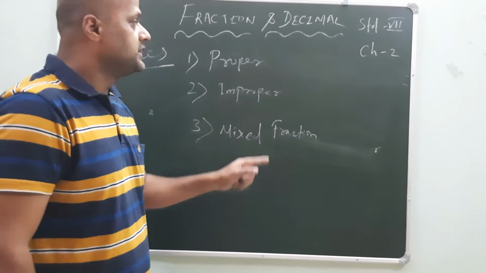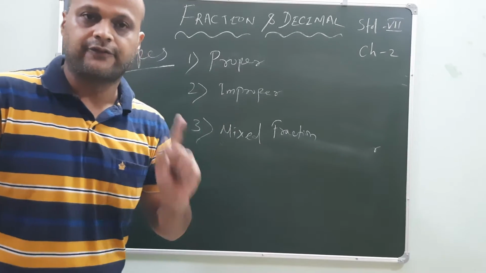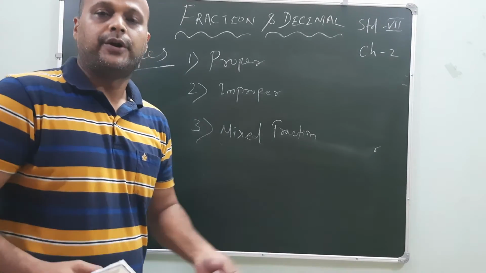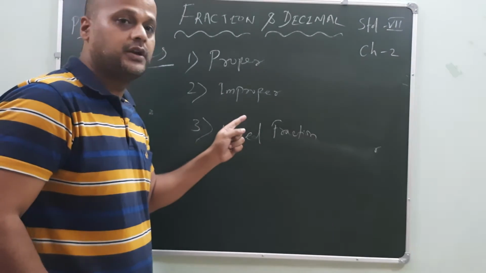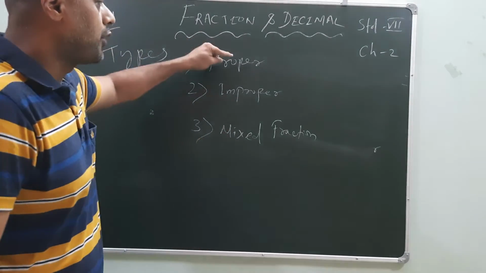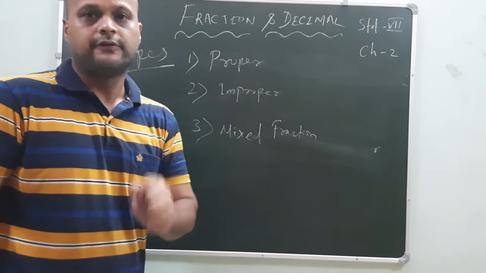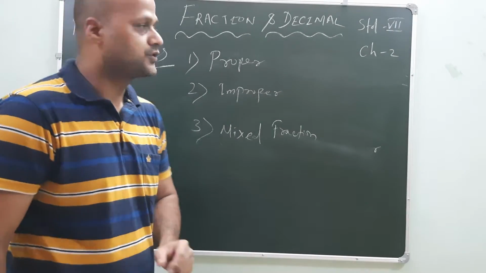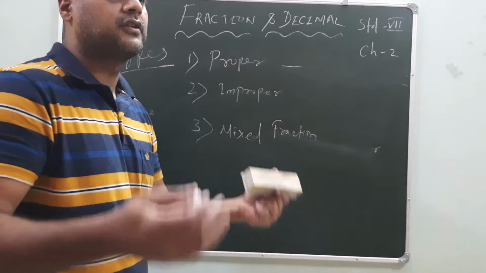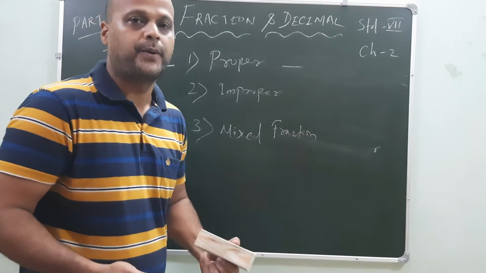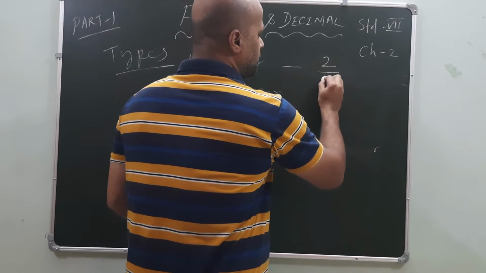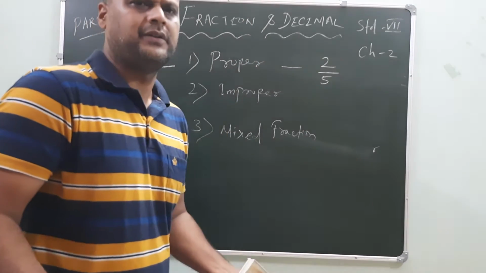If you remember these 3 things very carefully, then half of the solution is completed, because everybody has certain doubts about what a proper fraction is and what an improper fraction is. Mixed fraction is easily understood by everybody, but between proper and improper there is confusion for some friends. So listen carefully. How will you recognize whether a fraction is proper or improper? I will write here 2 by 5. It is a fraction.